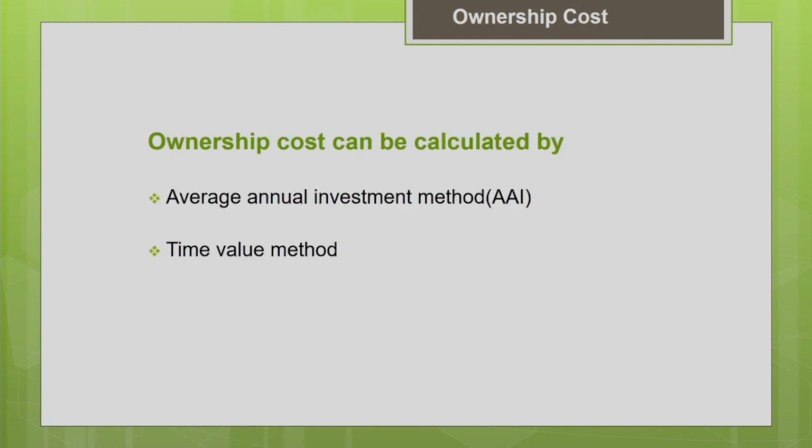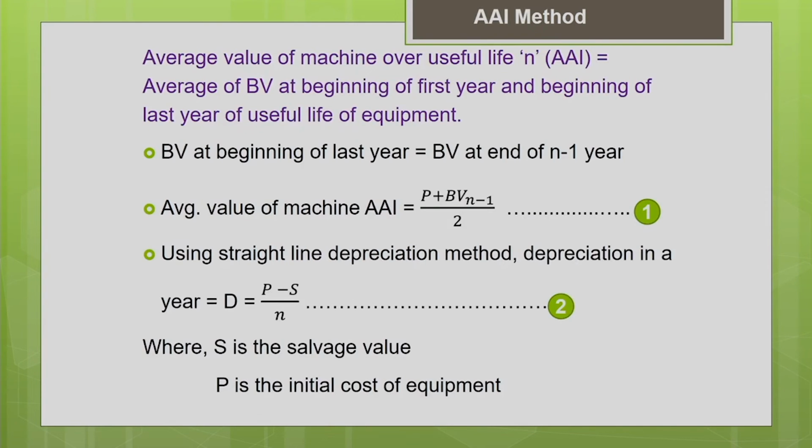So ownership cost can be calculated by two different methods, average annual investment method and time value method. In today's lecture we are going to discuss the average annual investment method, which is an approximate method of estimation of the cost of investment. So, average annual investment method. How to estimate this average annual investment over the useful life of the machine, or how to find the average value of the machine over its useful life. That is what we are going to discuss now.